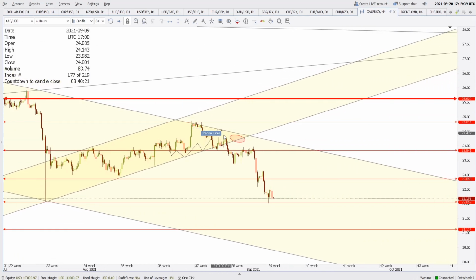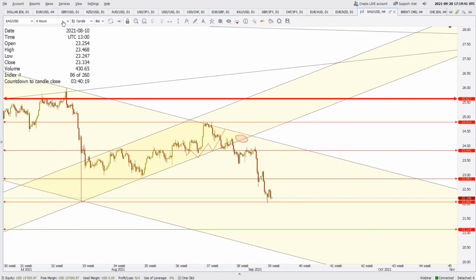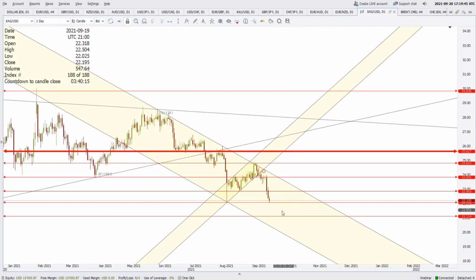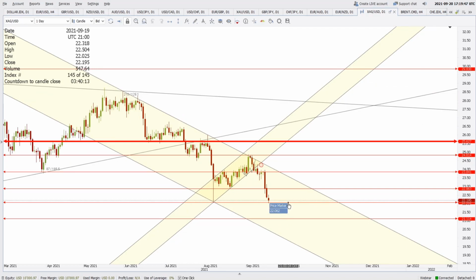Talking about the silver, there's nothing much to talk about. Actually, the price is on 4 hour. If I switch to 1 day, the price is going nowhere. It is testing the support of 22.06, has made an intraday low of 22.02.